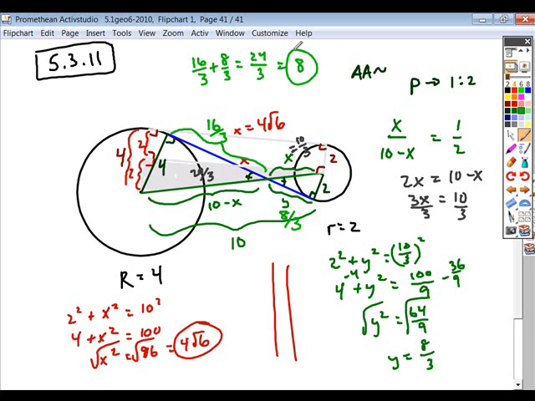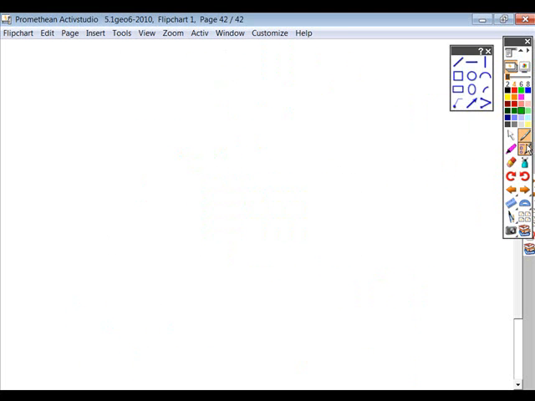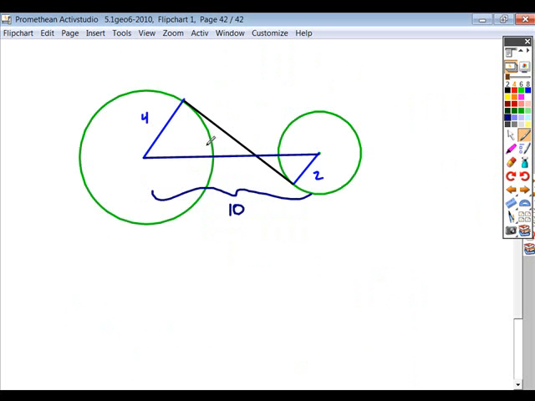Now let me show you an alternate method for solving this problem. Kind of like what we did with the other problem, we boxed off one of the sides, right? Well, what if we do the same thing here? What if we extended this side? And what if we boxed it off with the radius here?